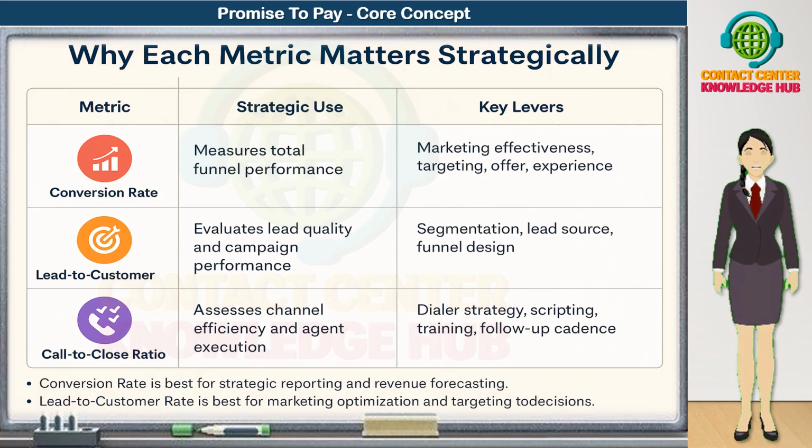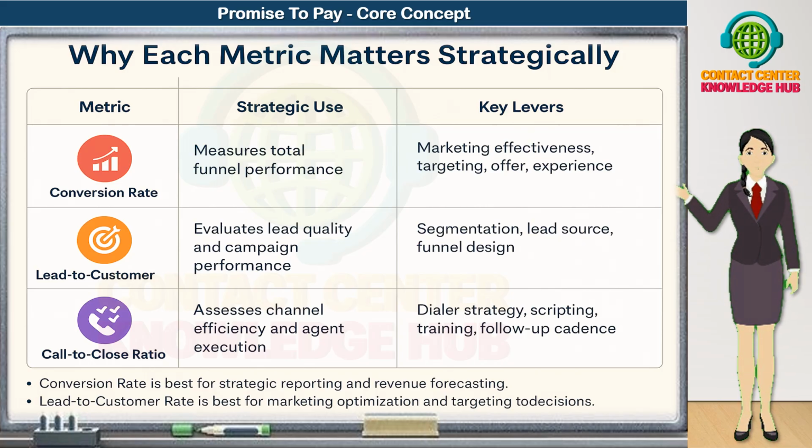This metric evaluates lead quality and campaign performance. It focuses on the top of the funnel, showing whether the leads entering your system are qualified and well-targeted. Strategically, it's best used for marketing optimization and targeting decisions. The main levers here are segmentation, lead source, and funnel design.